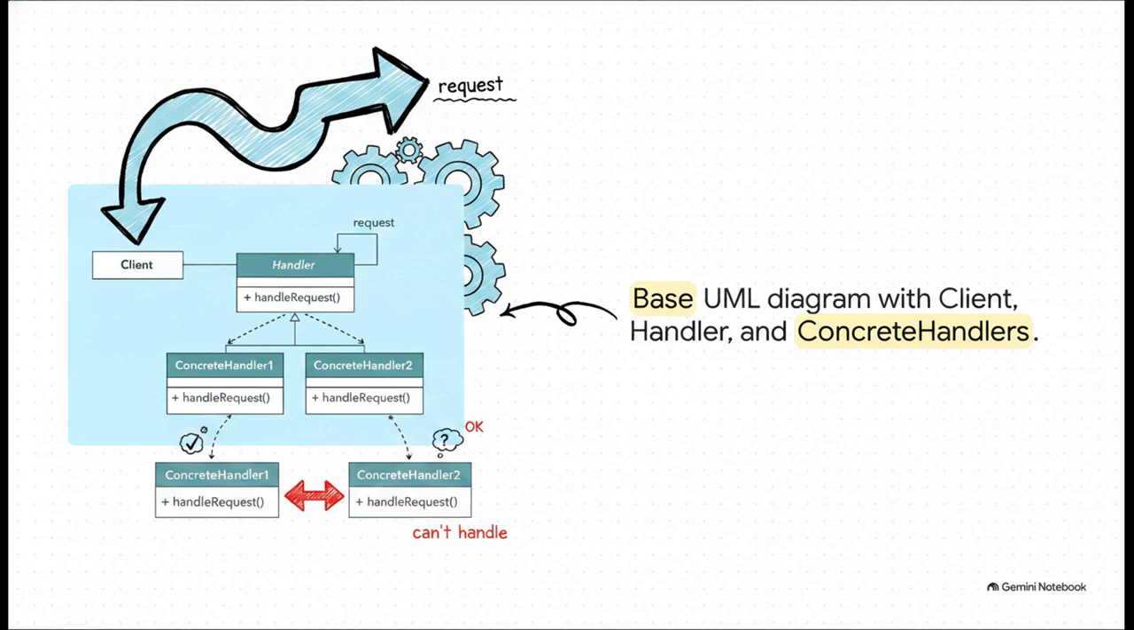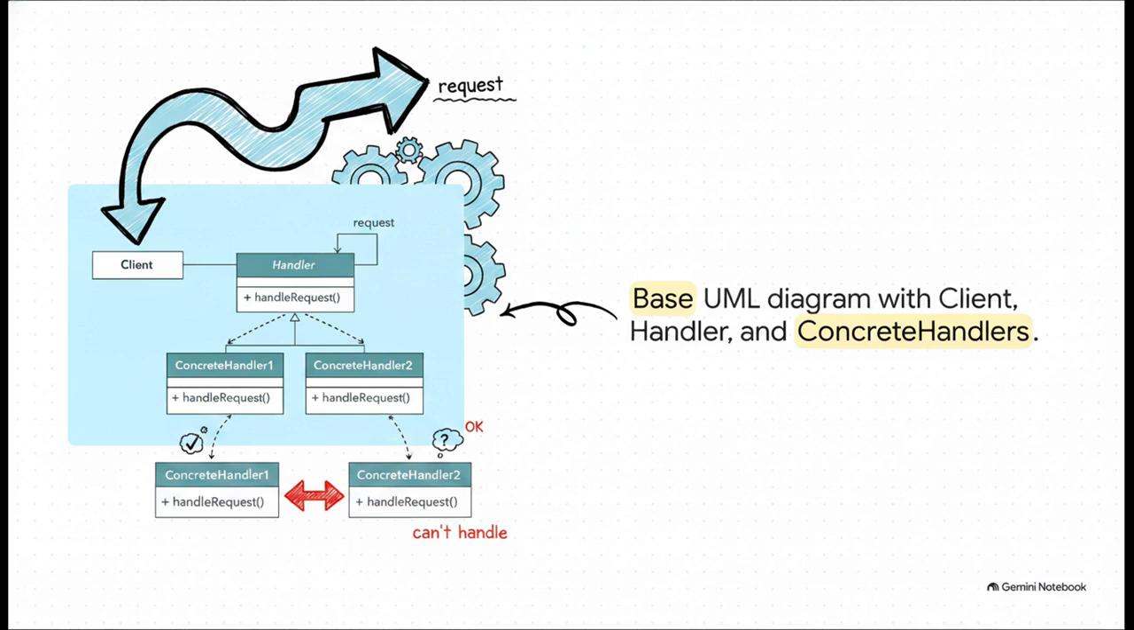Over on the left, we have the client, which initiates the request. Notice how the line points only to the abstract handler class. The client has zero knowledge of the concrete handlers sitting below it. The abstract handler defines a common method, usually something like handle request, and holds a reference to the next handler in the chain. The concrete handlers, which inherit from that base handler, contain the actual business logic.